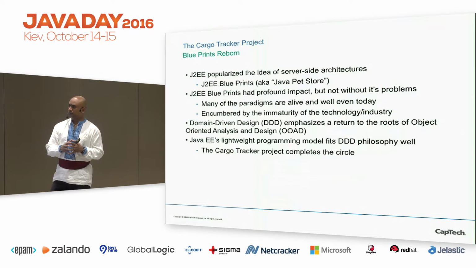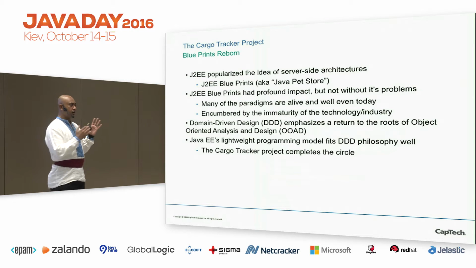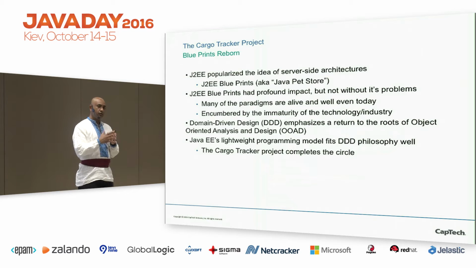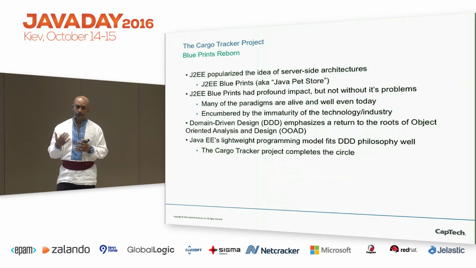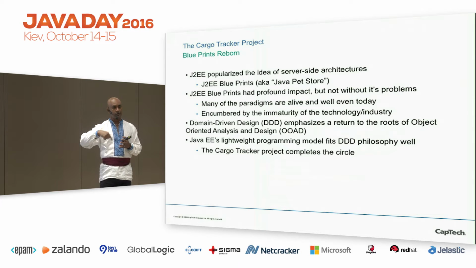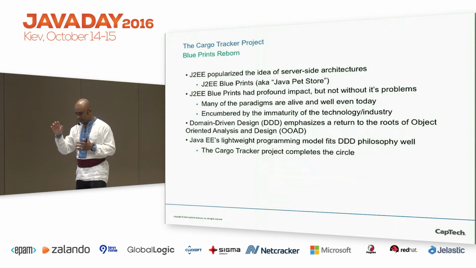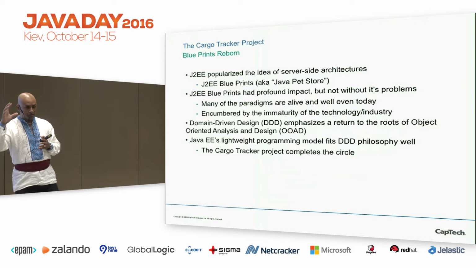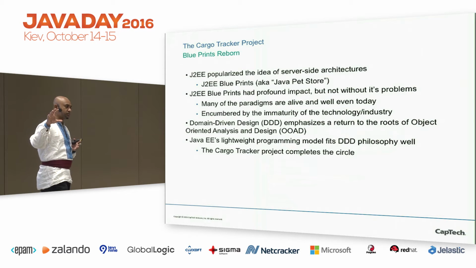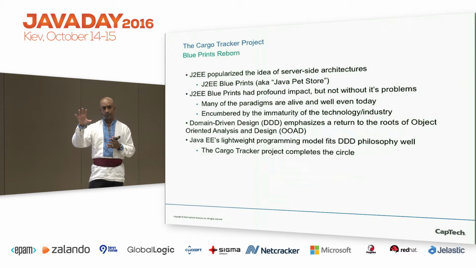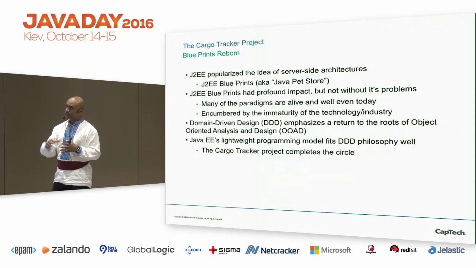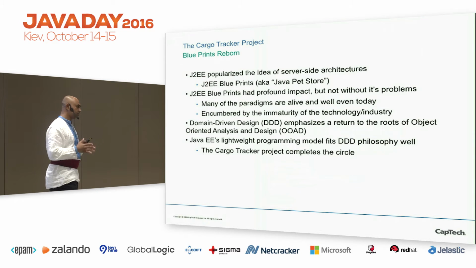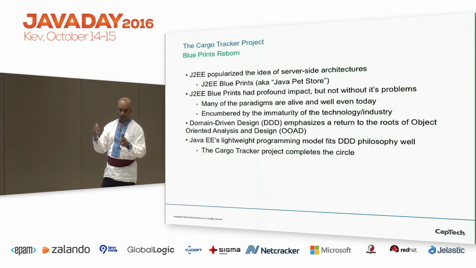And believe it or not, actually Java EE, as opposed to J2EE, is actually a very nice natural fit for domain-driven design. And I would say the applications that I've written in Java EE, I would say are very, very good examples of domain-driven design. So it sort of all comes full circle. The entire concept of architecture in server-side applications started with J2EE, started in Sun Microsystems, and started with the Pet Store. But it all came back sort of together with Java EE and a specific project that I will talk to you about called Cargo Tracker. It's a project actually I started when I was still at Oracle.